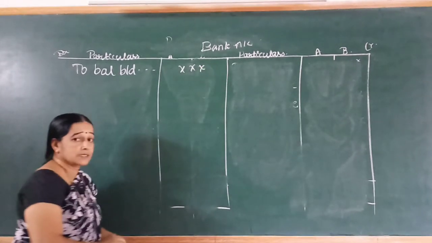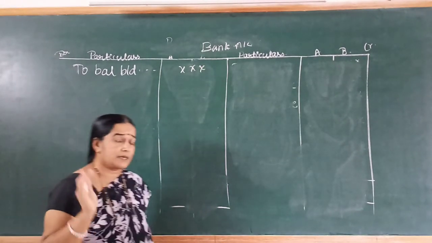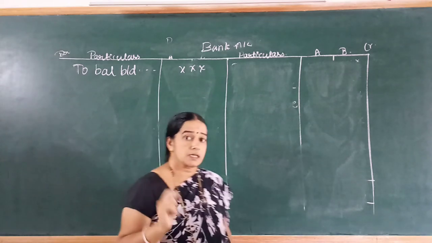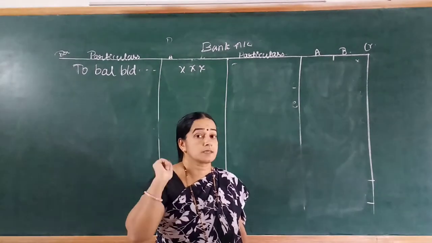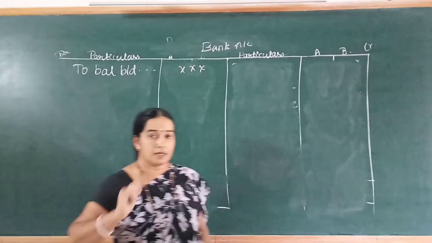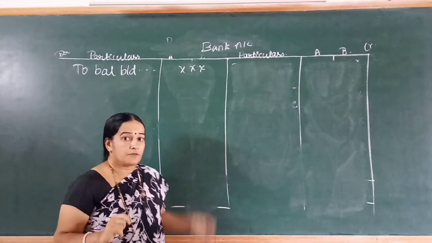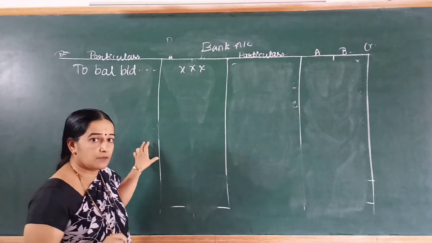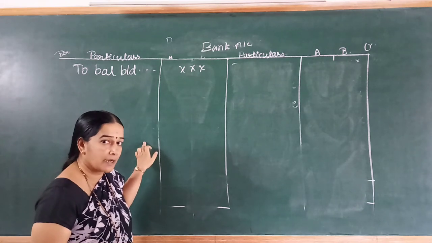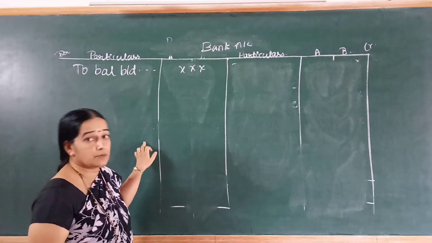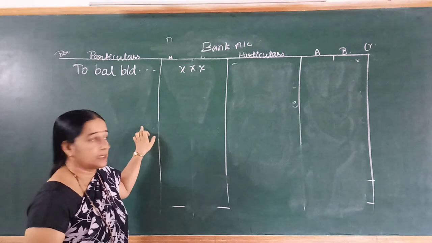So asset, what is the rule of asset, debit and credit? What is the rule? That is debit increases the asset and credit decreases the asset. If the amount is received by the bank, so whatever the amount received, that will be written on the debit side.